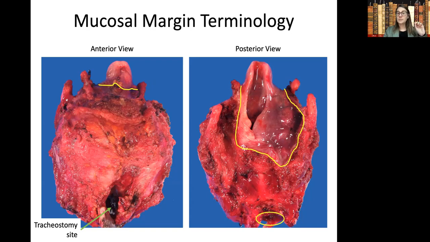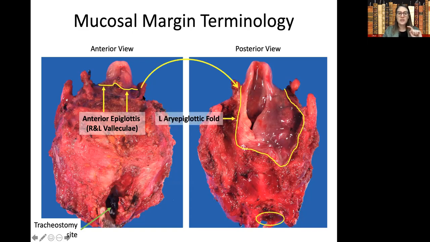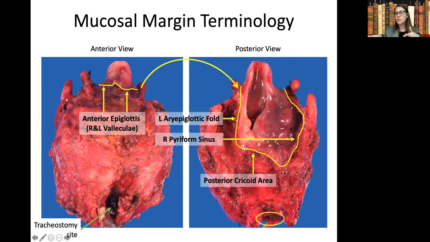So how do we designate these margins so we know where we are in the larynx? So let's walk through. Let's start on the anterior side with the anterior epiglottis that can be separated into the right and left sides, essentially as we loop around to the valleculae. If we travel from the edge here to the posterior side, we will meet at the start of the left aryepiglottic fold. Remember, running from the epiglottis down to the area of the arytenoid. We then have the posterior cricoid area, which can again be separated into a left and right side as well. And in this case, we have a little bit of extra mucosa on the right side.